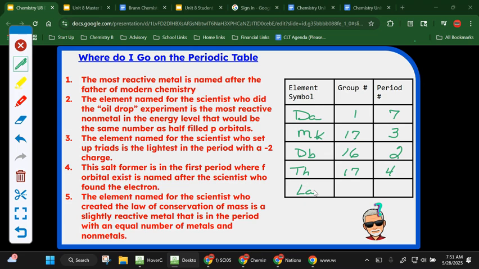Is a slightly reactive metal that is in the period with an equal number of metals and nonmetals. Okay, let's start with the period that has an equal number of metals and nonmetals. What period has an equal number of metals and nonmetals? No, one has all nonmetals.